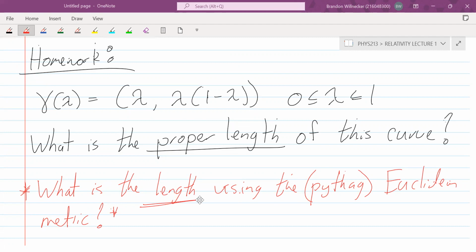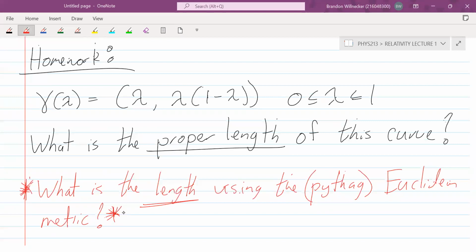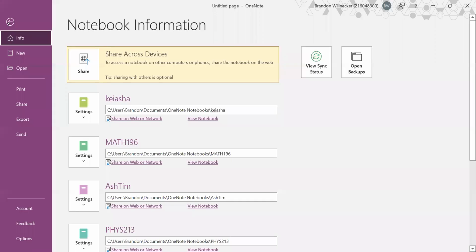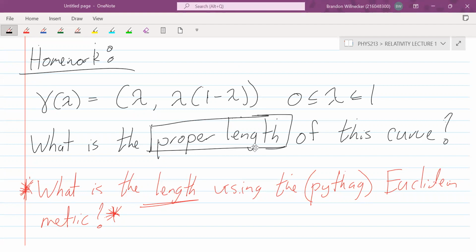So just put your stars here and then put it in red so you're not confused between these two things. We are only ever interested in the space-time proper length with the Minkowski metric. So take a look at that, see what the differences are there. I think that's enough for today.